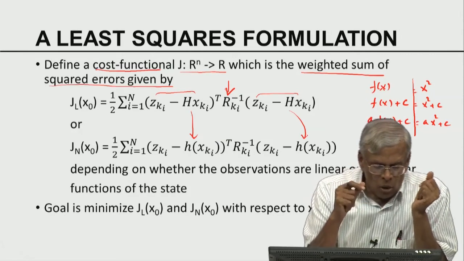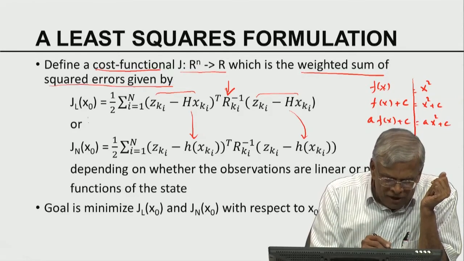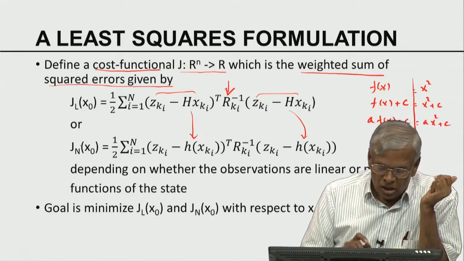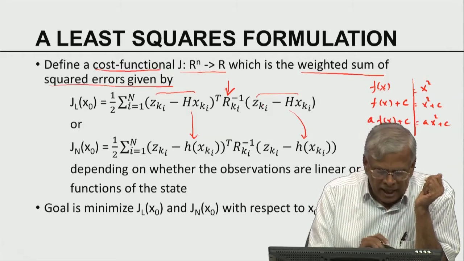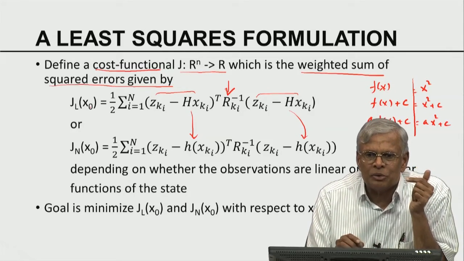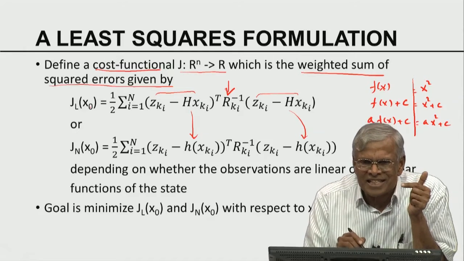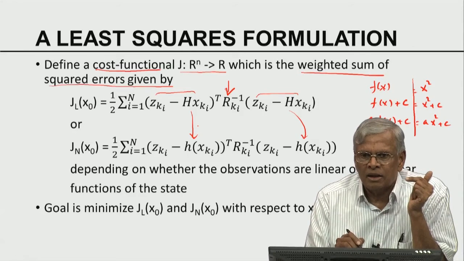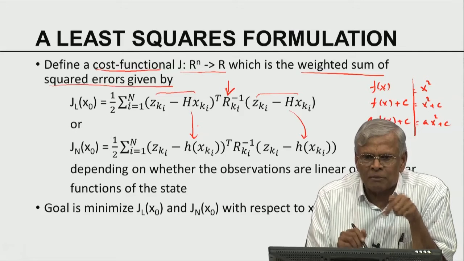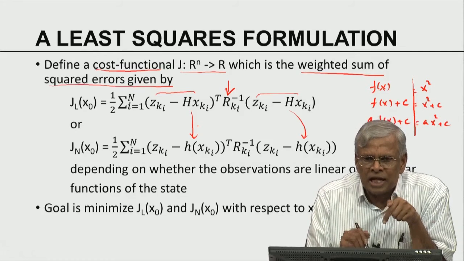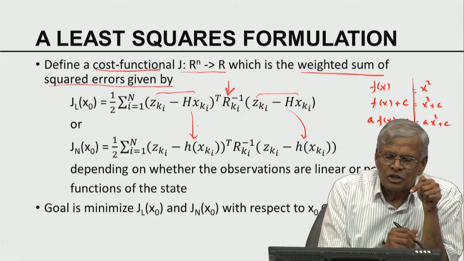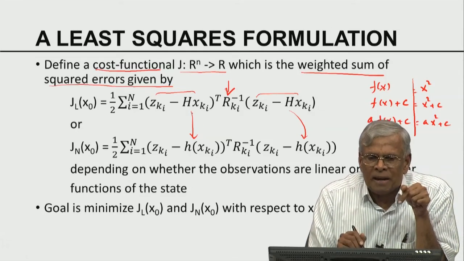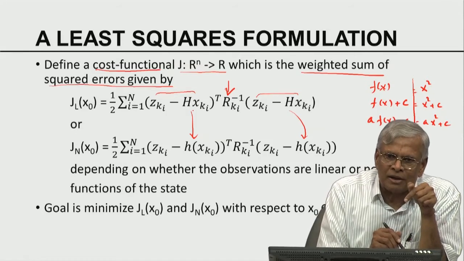Now, J is a function of x naught. On the right hand side, you don't see x naught directly. On the right hand side, x naught comes indirectly through xk. Xk is the state of the system at time k. But xk is the state of the dynamical system, and the state of a dynamical system at any given instant is a function of the initial state. So xk depends on x naught implicitly.